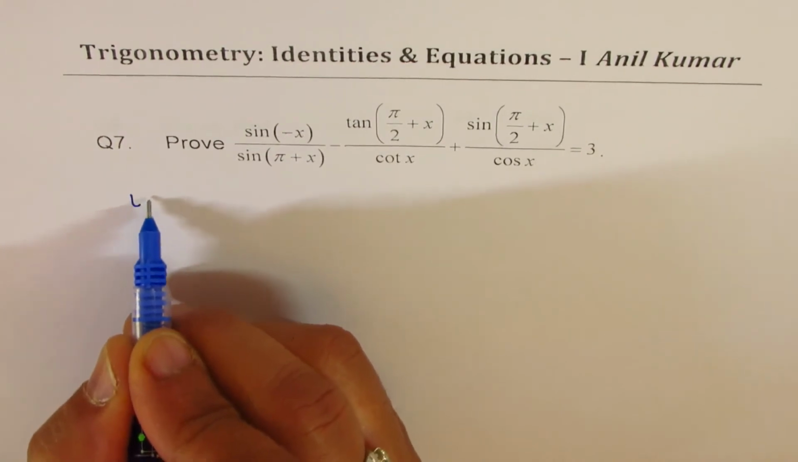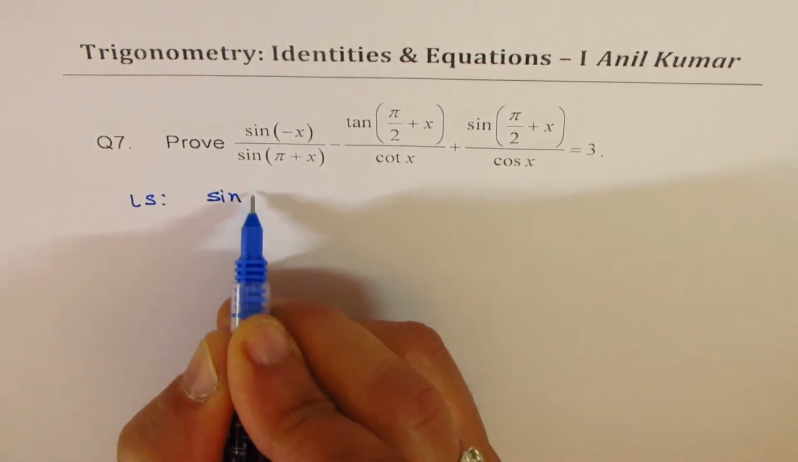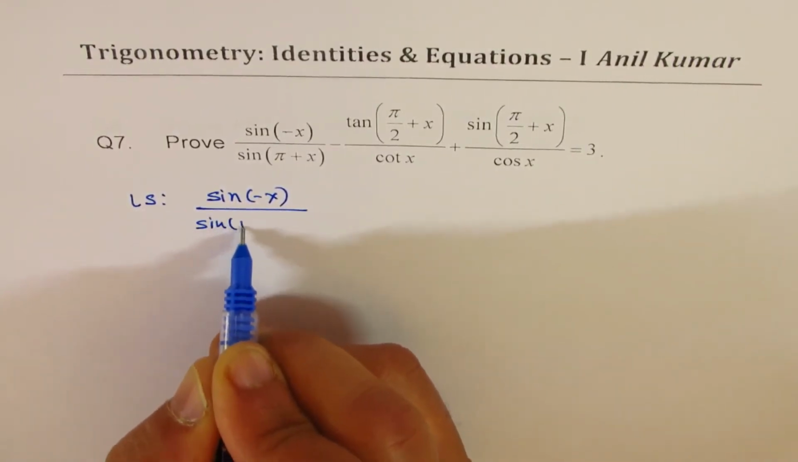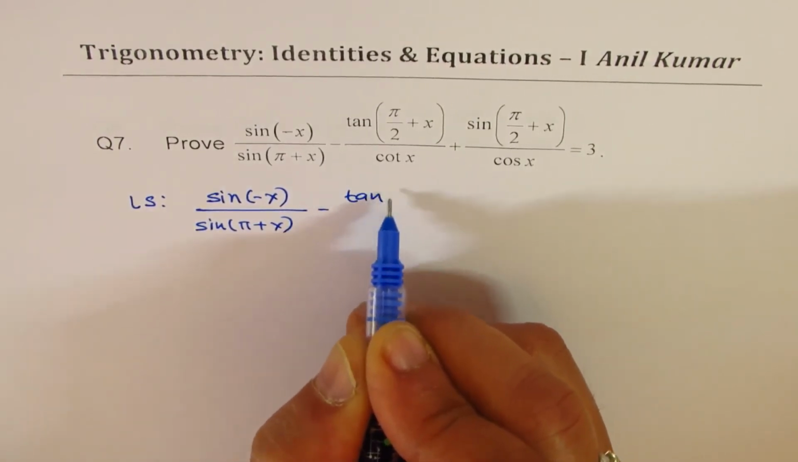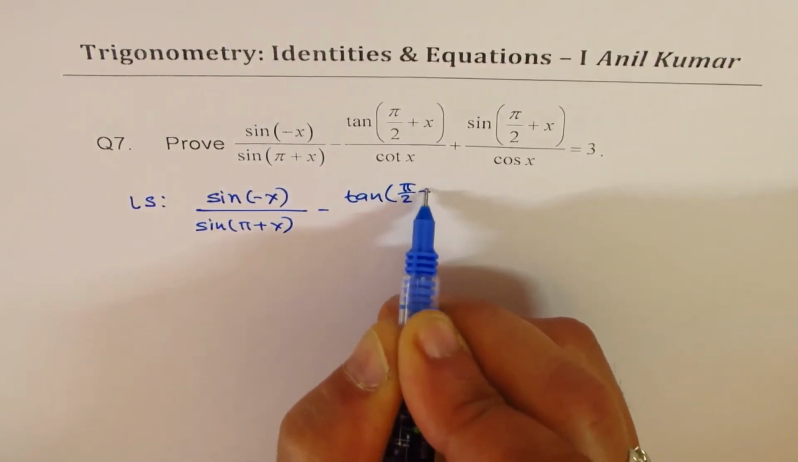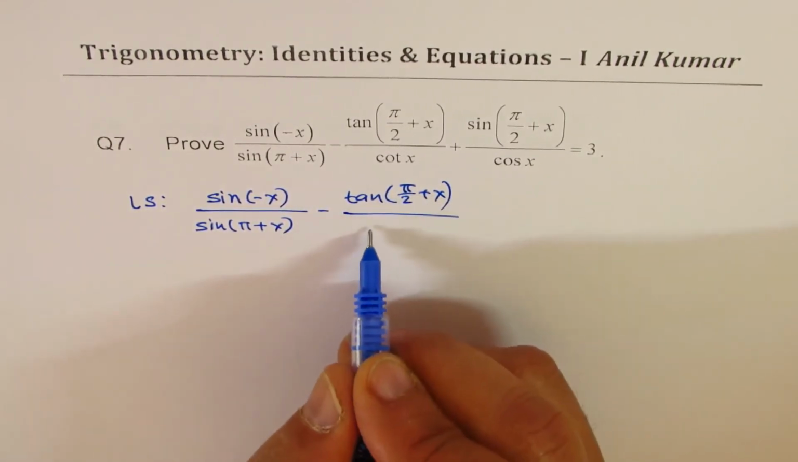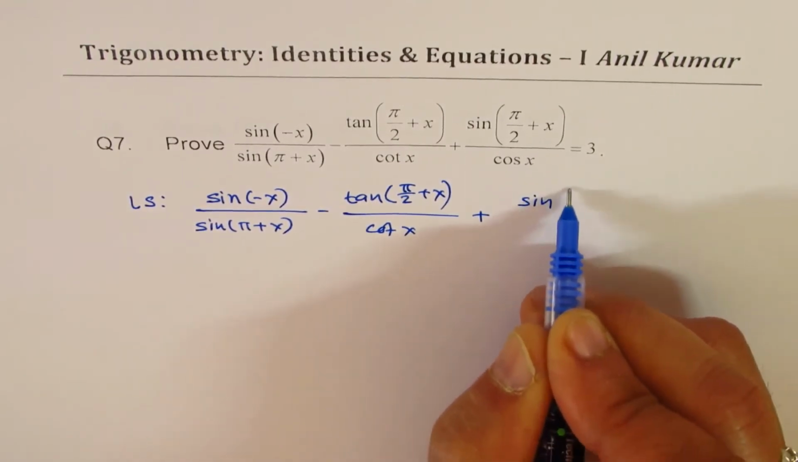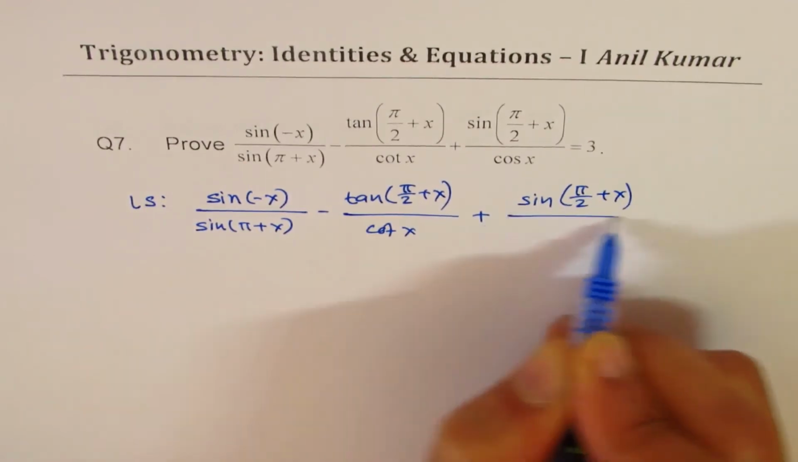So we can say that the left side is equal to, let's rewrite, sin(-x) over sin(π+x). Then we have minus tan(π/2+x). That becomes cofunction. It gets converted to cotangent, right? Plus sin(π/2+x). That's again a cofunction. It gets converted to cosine.